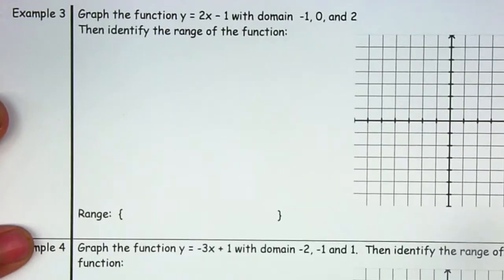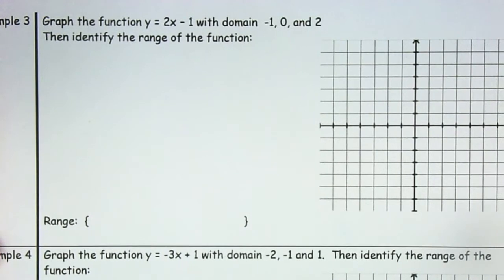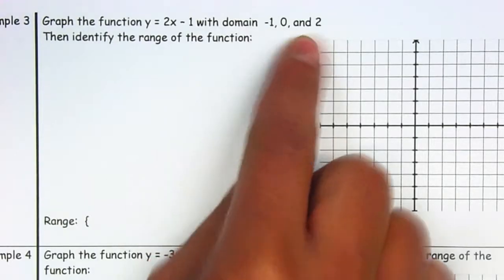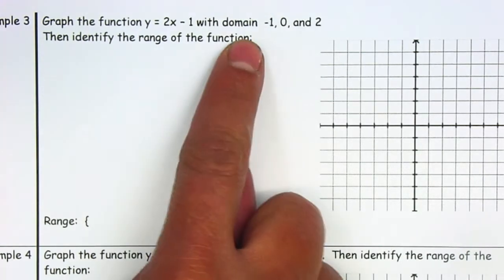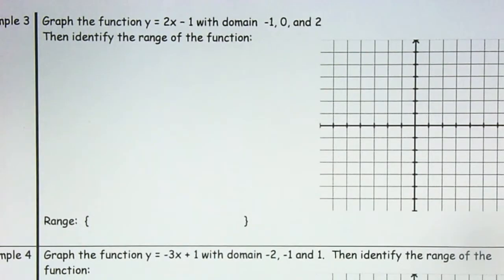On example number 3, it says graph the function y is equal to 2x minus 1 with the domain -1, 0, and 2. Then once we're done, we can identify the range. First thing I want you guys to do, I want you guys to highlight the information that's given to you.